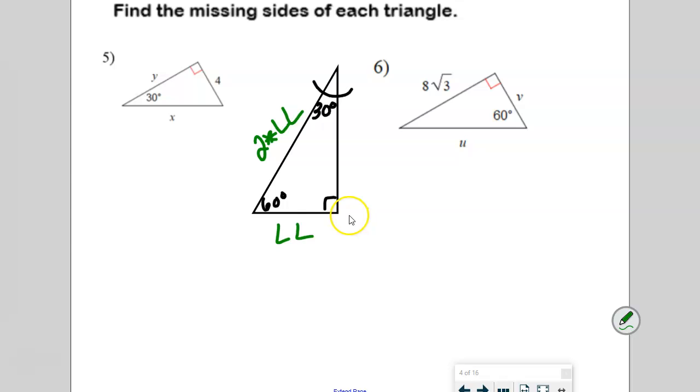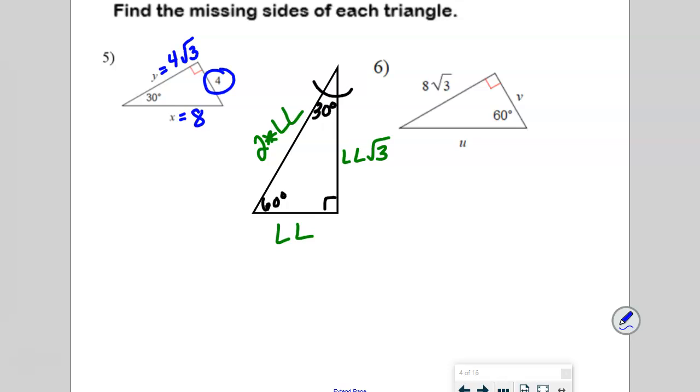And then this medium leg, the one that's across from the 60-degree angle, is whatever the little leg is times the square root of 3. So the pattern's a little strange, but you get used to it. So like for instance, number 5 here, the clue they give you is that the little leg is 4. So then an easy thing for us to figure out then is the hypotenuse, which is double that, so that's an 8. And then that medium leg is whatever the little guy is times the square root of 3. So I always like to say the little leg is the key to the problem. If you can find the little leg, then you know everything.